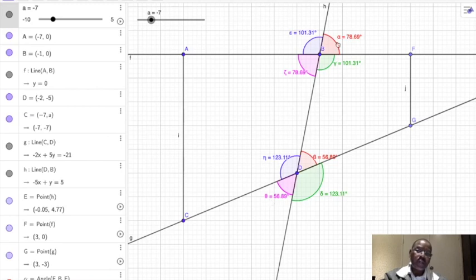But still, the right angles are called corresponding angles. But these corresponding angles are not equal, and the reason is because the lines AF and CG are not parallel. So if we can prove that corresponding angles are equal, then that will be enough to prove that the lines are parallel. If we can also prove that the alternate angles are equal, then we would have proved that the lines are parallel.